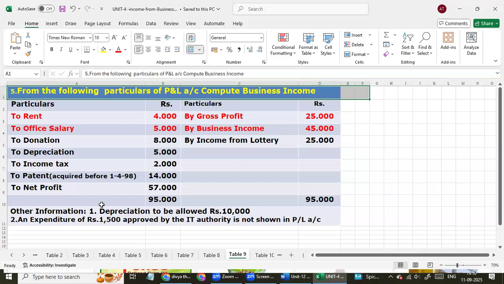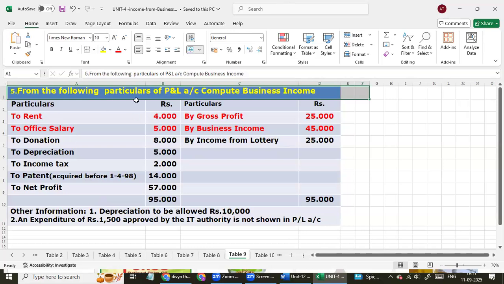The givens are rent, office salary, donation, depreciation, income tax, patents, net profit, gross profit, business income, and income by lottery. The other information given: depreciation allowed 10,000, expenditure of 1,500 approved by income tax authority, not shown in the profit and loss account. When you see this type of numerical, first we have to find out business and non-business.